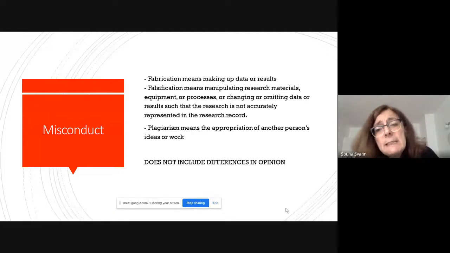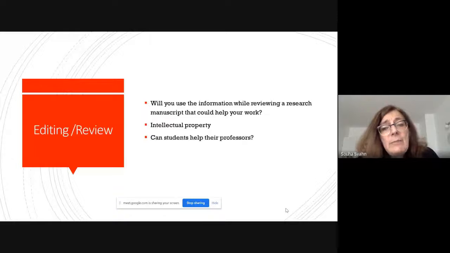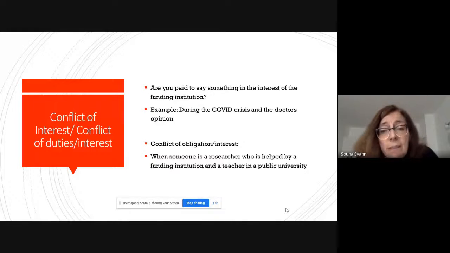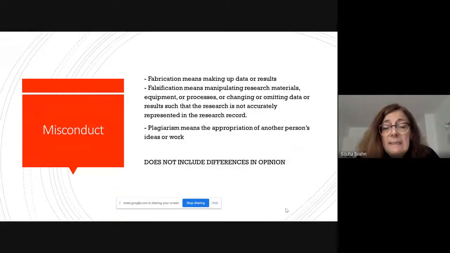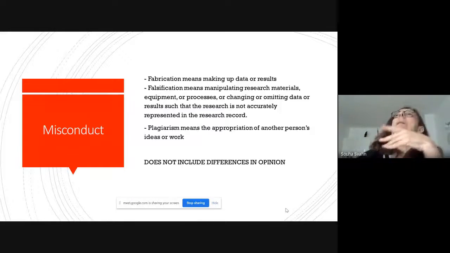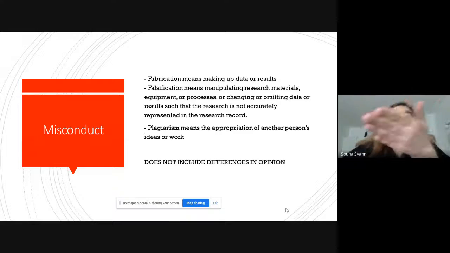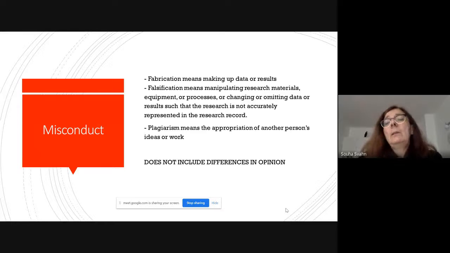Number 6, the degree of risk to be taken should never exceed that determined by the humanitarian importance of the problem to be solved by the experiment. Sometimes you have experiments where the risk you're taking is more important than the results you are going to get. So we shouldn't go ahead with it.